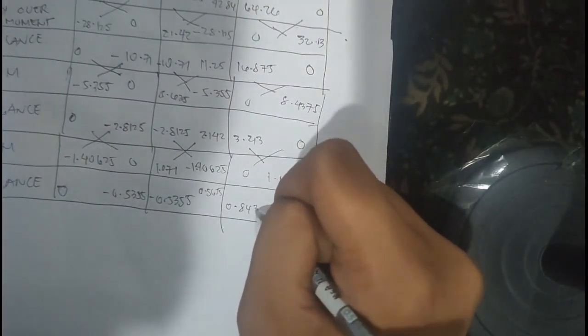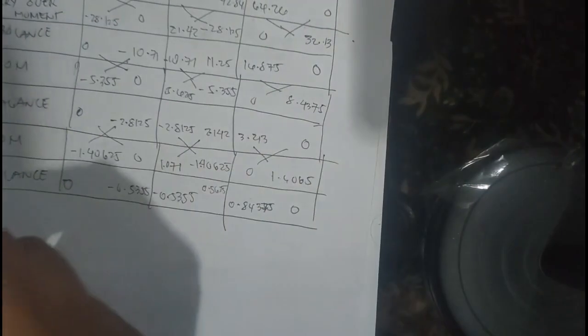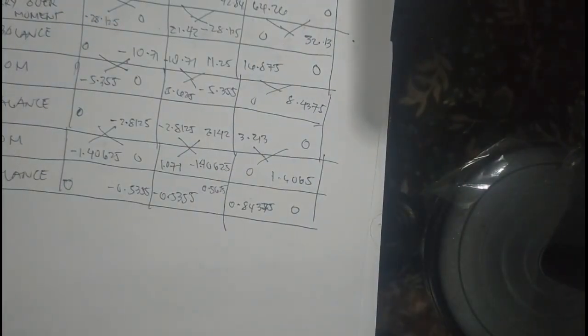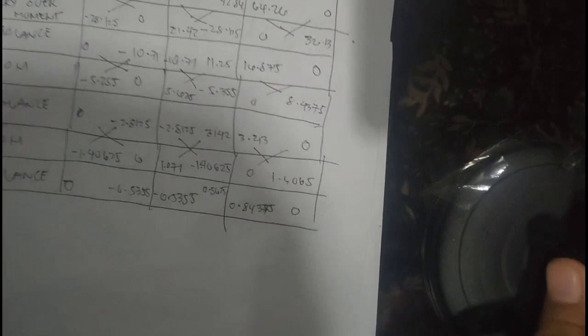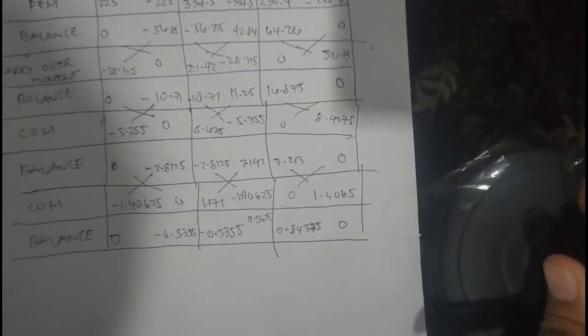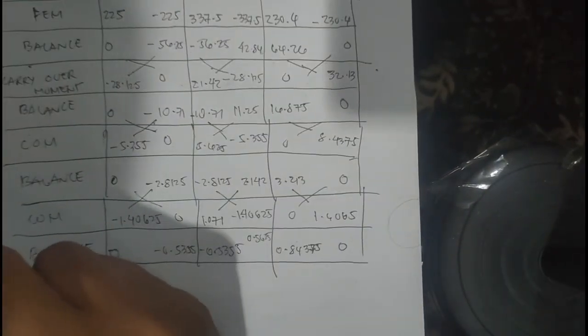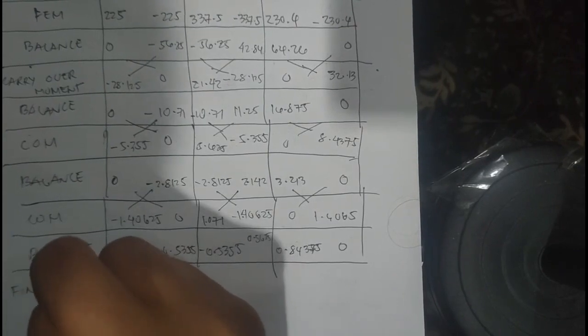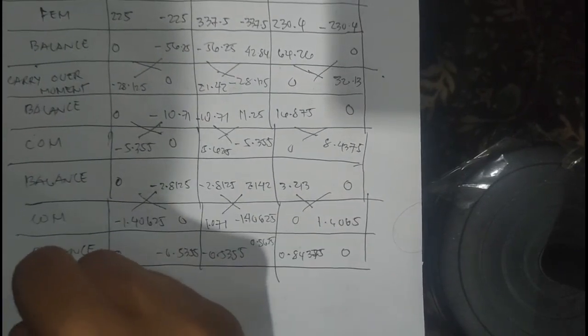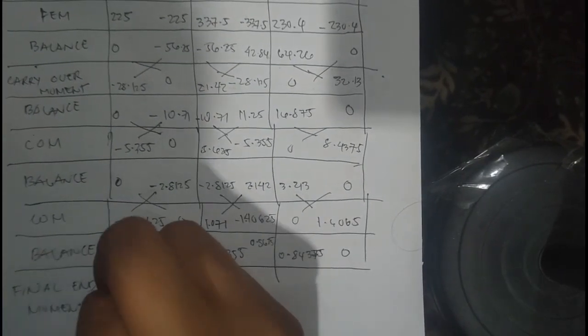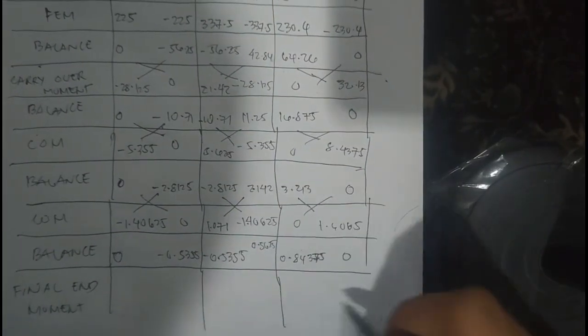So 0.84375, then 0. So since it is small, we can get now the final end moments. So the final end moment.